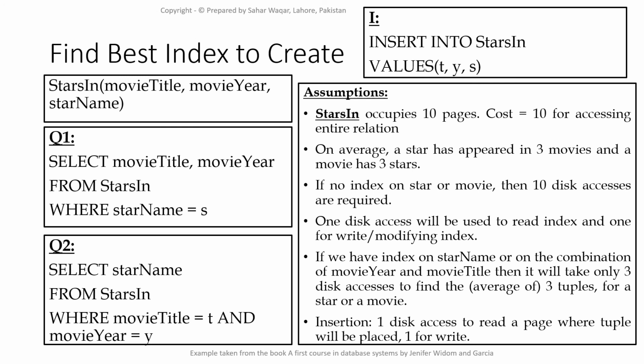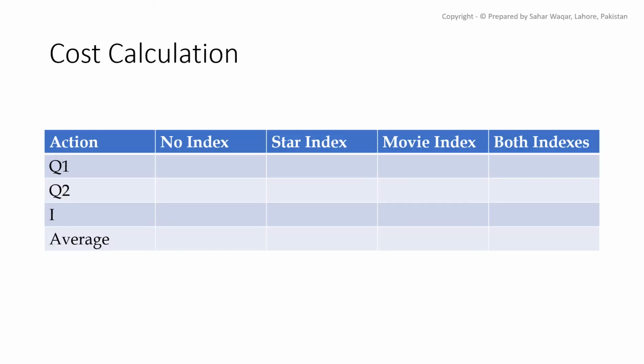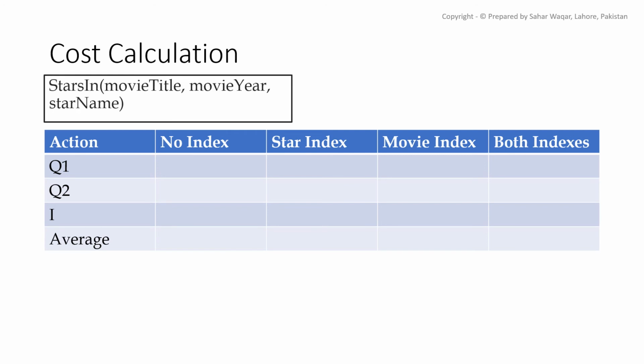If we have an index on star name or on the combination of movie year and movie title, then it will take only 3 disk accesses to find the average of 3 tuples for a star or a movie. Insertion has one disk access to read the page where the tuple will be placed and one for write. So in point 5, since on average a star appears in 3 movies, in the worst case when all movies are on different pages, 3 pages will be loaded. We will now see if it is better to have no index on star name or on movie title and year, or both indexes, for the queries Q1, Q2 and I.